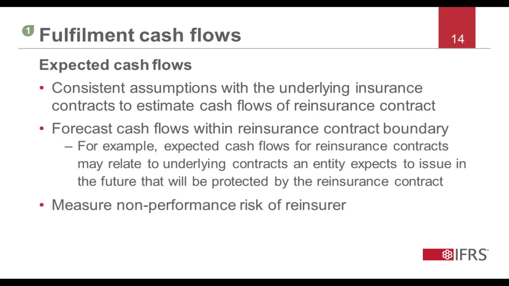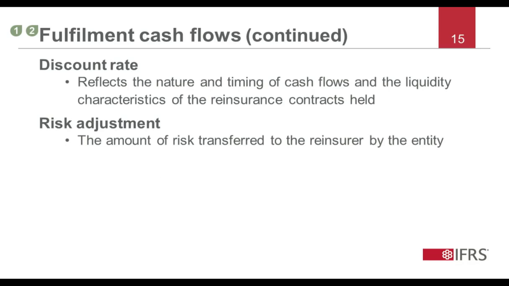A cedant is required to forecast cash flows within the reinsurance contract boundary. The expected cash flows within the contract boundary would include reinsurance cash flows caused by underlying insurance contracts. Those underlying insurance contracts may have been issued or are expected to be issued, so long as those contracts are covered by the reinsurance contract. In addition, the cedant will need to include the effect of any risk of non-performance by the reinsurer, including any effects of collateral and losses from disputes in the estimate of those cash flows.